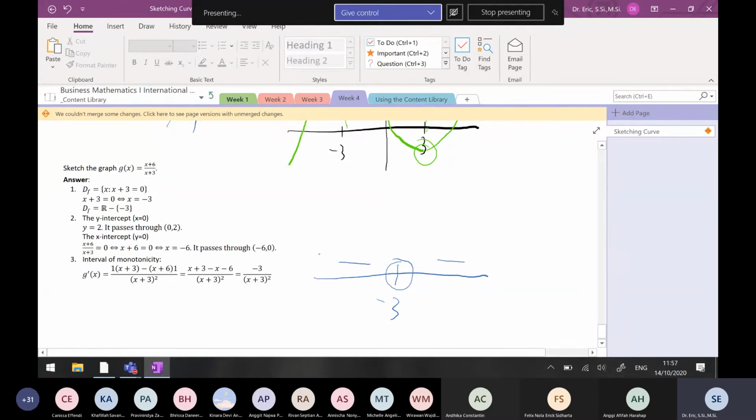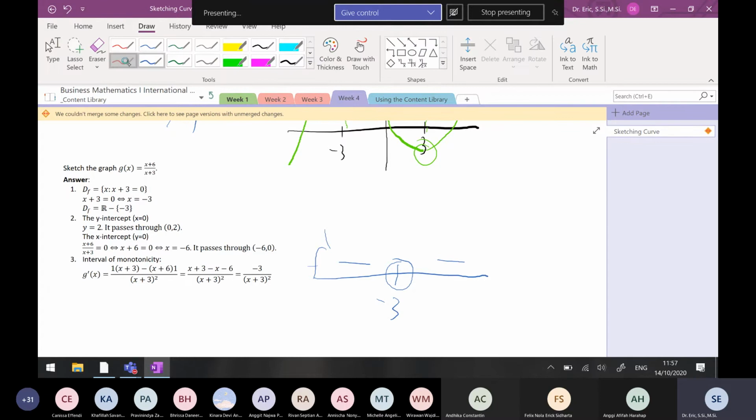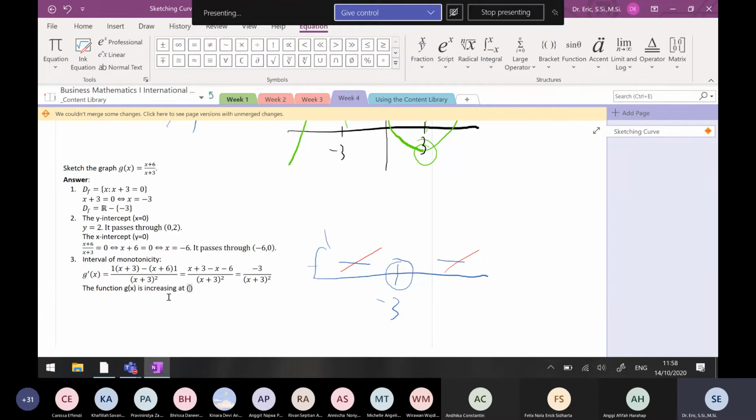Don't forget, this is the graph of f prime. What does this mean? It is increasing and increasing. So you do not have a local maximum and you do not have a local minimum here. So the function g of x is increasing on minus infinity to minus 3, union.